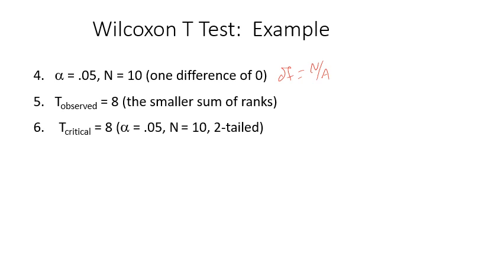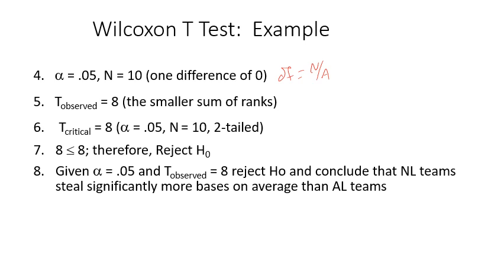Our t critical from the chart, so it's a two-tailed non-directional with an n of 10 and an alpha of 0.05, so our t critical is 8. 8 is less than or equal to 8, so we reject H0. Given an alpha of 0.05 and a t observed of 8, reject H0 and conclude that National League teams steal significantly different amount of bases than American League teams. We can go look at it and see that National League were greater than American, so the National League steals significantly more bases on average than American League teams.